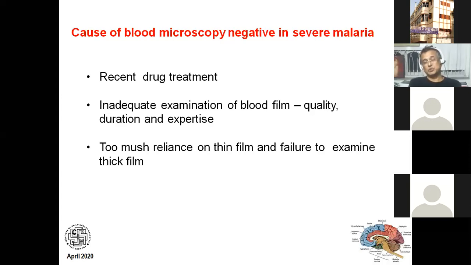And in thin films, we identify the type of parasite. But unfortunately, these days, nobody examines a thick film. So that is the single most important reason why we don't find parasite. And also, if the child has been given any anti-malarial drugs, then you might not find parasites in the peripheral blood.